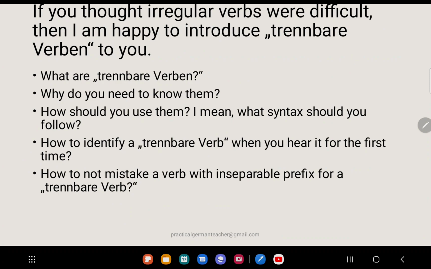Then let's, yeah, this is, I hope you have tolerance for my humor. So if you thought irregular verbs were difficult, then I'm happy to introduce trennbare Verben to you.